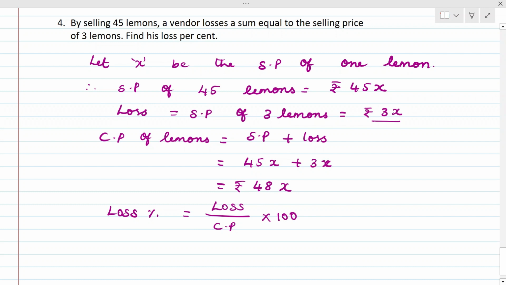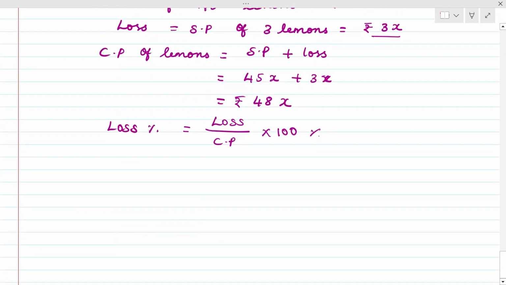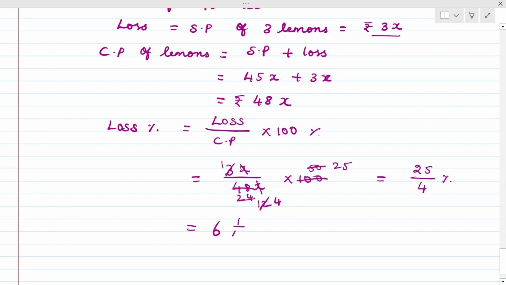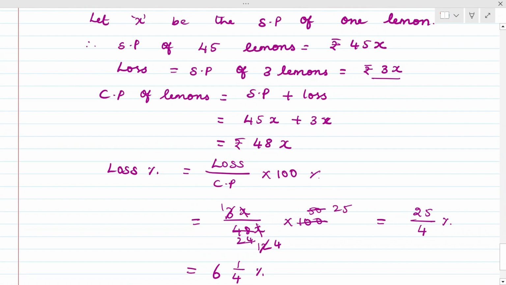Loss percentage is loss divided by CP into 100. Loss is 3x, CP is 48x, into 100. This x and this x will get cancelled. Then 48 will become 24, this will become 50, and again if I cut it, it will become 25, and this 3 and this 12 will be cut. Now we have 25 by 4 percent. So 25 by 4 is 6 1 by 4 percent loss. This problem is very important in case you are writing 8th standard, 9th standard class.